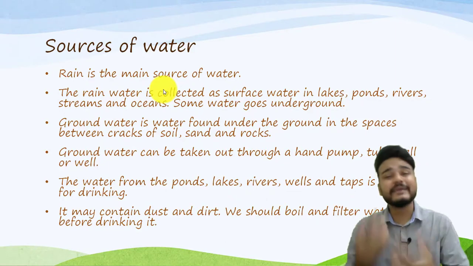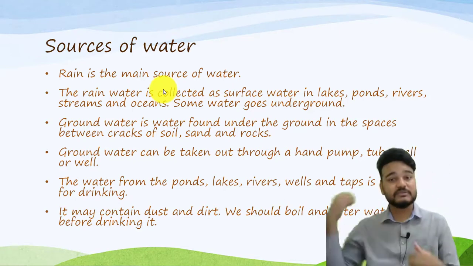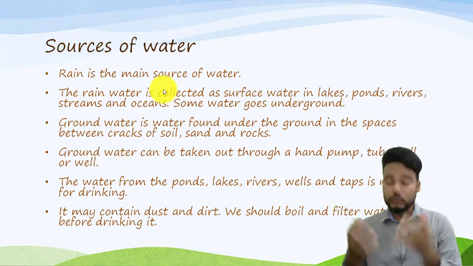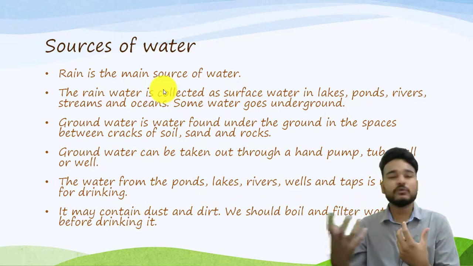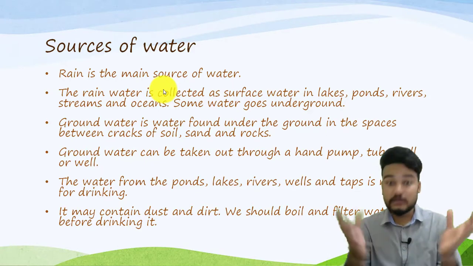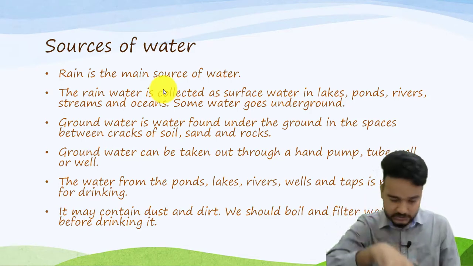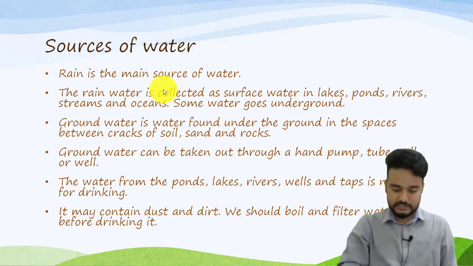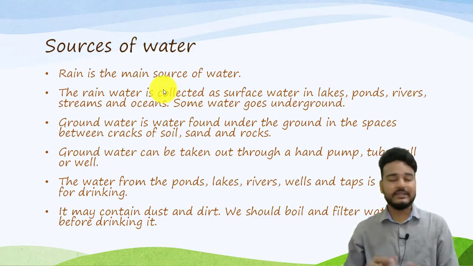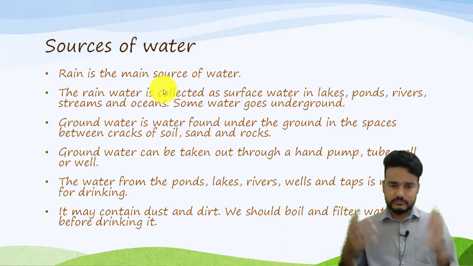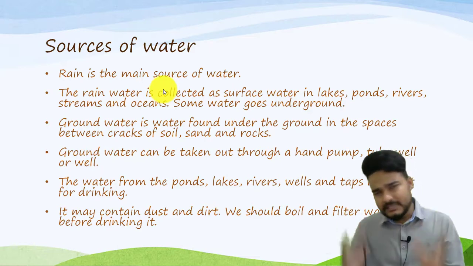Okay, so how do we take out that groundwater? How do we get that water out? We won't just put our hand in and bring it back, right? No. So for that we use hand pumps, we use tube wells or wells also. Well, we say vihir in Marathi. Tube wells means bore wells. In a bore well, using a machine we make a hole in the ground and using a pump, the motor, we take that water out from it.